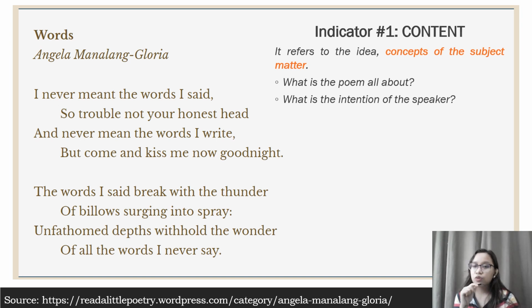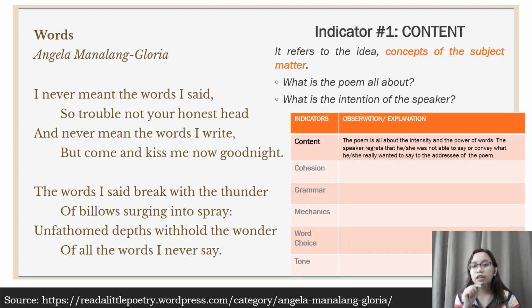So, if you're going to apply indicator number 1, which is content, the keyword here is concept. So the question that we should bear in mind is, what is this poem all about? And what is the intention of the speaker? So in here, you can write, the poem is all about the intensity and power of words. The speaker regrets that he or she was not able to say or convey what he or she really wanted to say to the addressee of the poem.